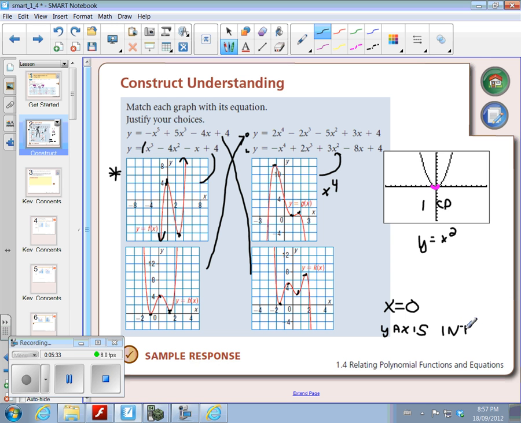Proto, pay attention. Bisignano, stop talking. Okay. What's the y-axis intercept? Lobo. Lobo, pay attention. Oh, okay.